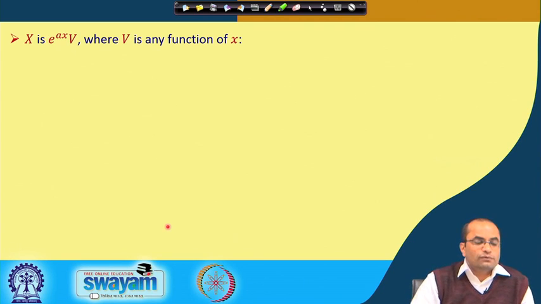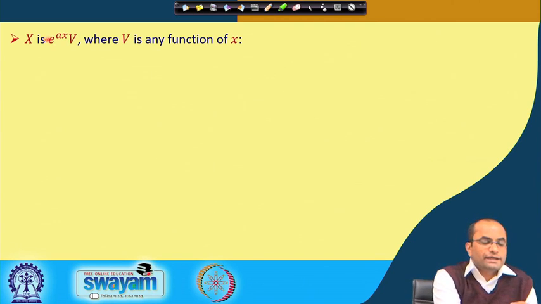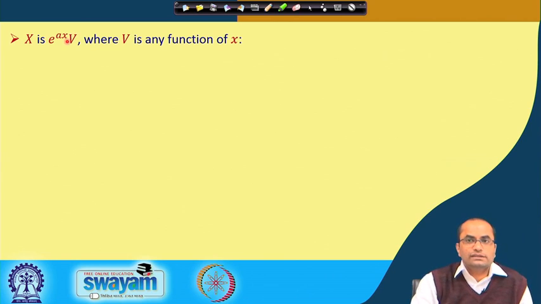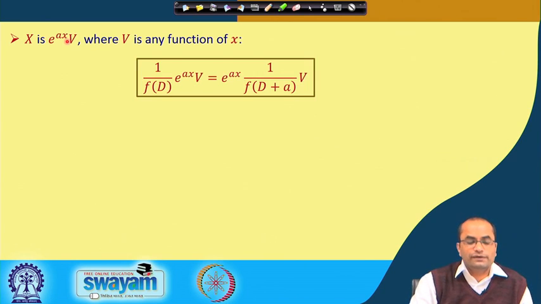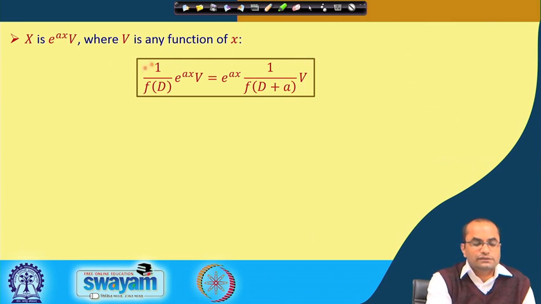This is the direct formula for the case when the right side is e to the power ax times V, where V is any function of x. It takes this form: 1 over f(D) of e to the power ax V. We can take this e to the power ax out of this operation, but here the D will be replaced by D plus a, and this V will remain as it is. That is a kind of shifting theorem, the shifting result we use here.